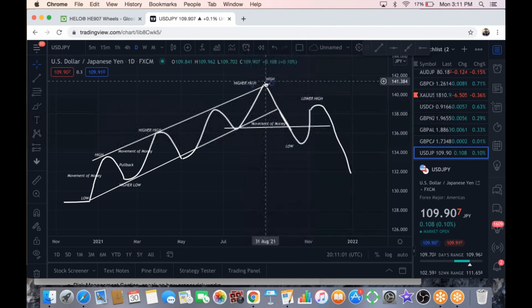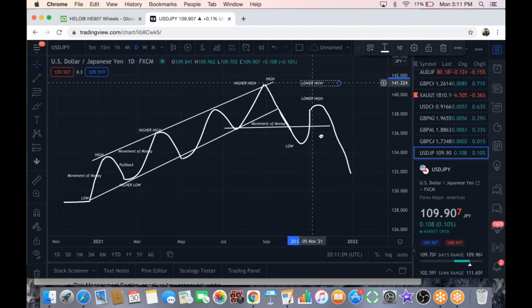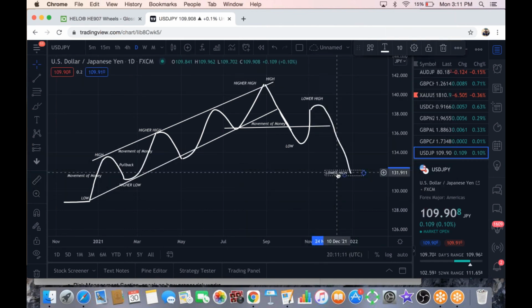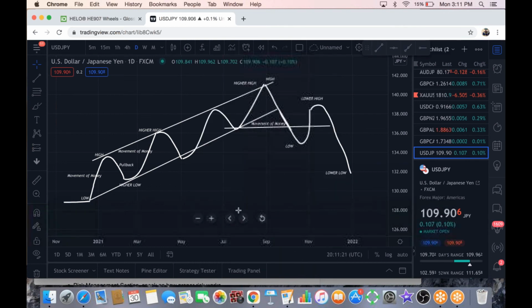Because do you see how it's lower than that high? And over here, this becomes a lower low now. So now down here, this becomes a lower low. So when we see this here, this is a lower low now. This is your downtrend. And this is still a movement of money.